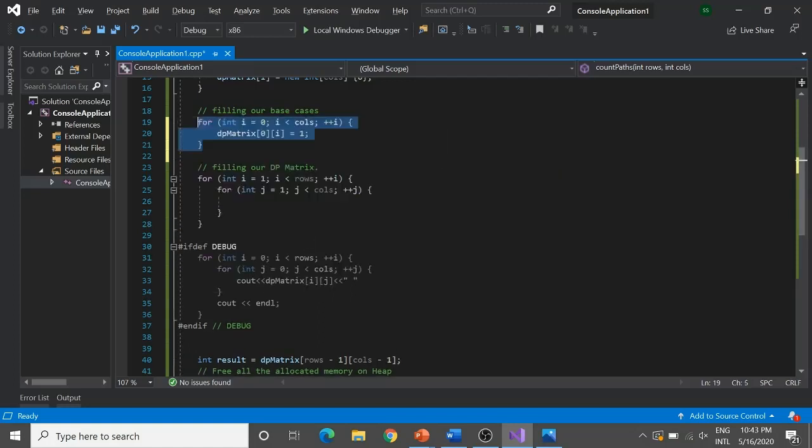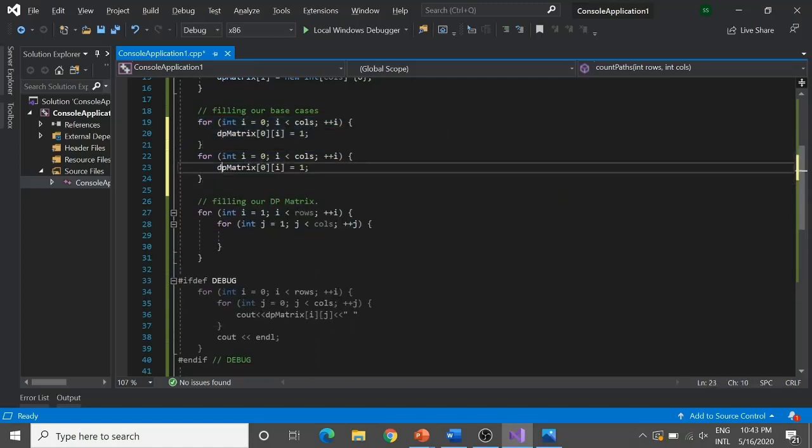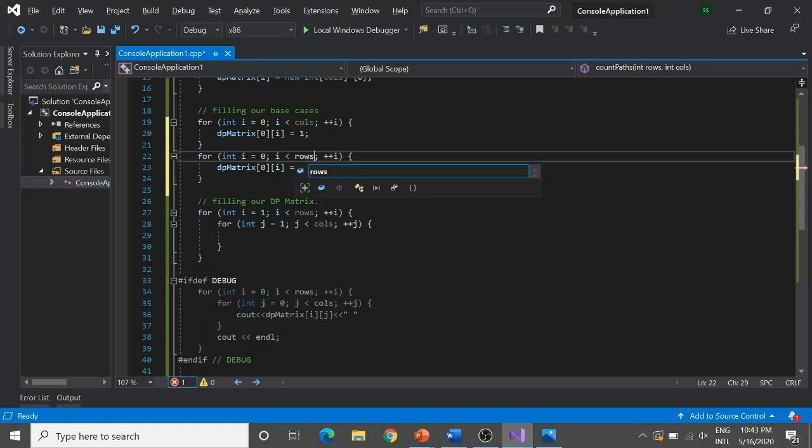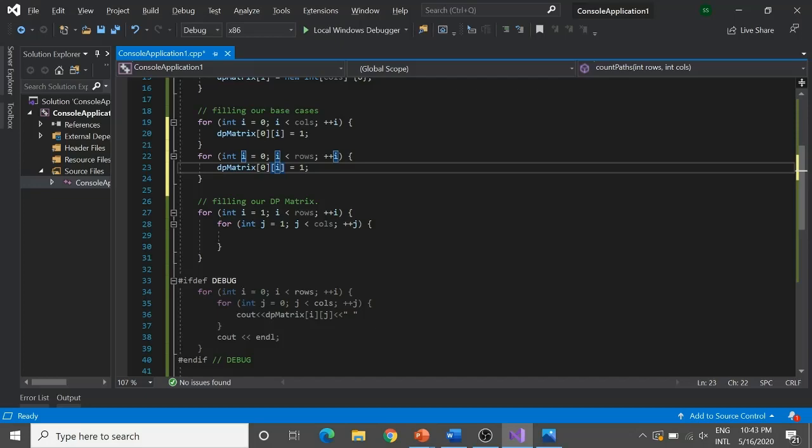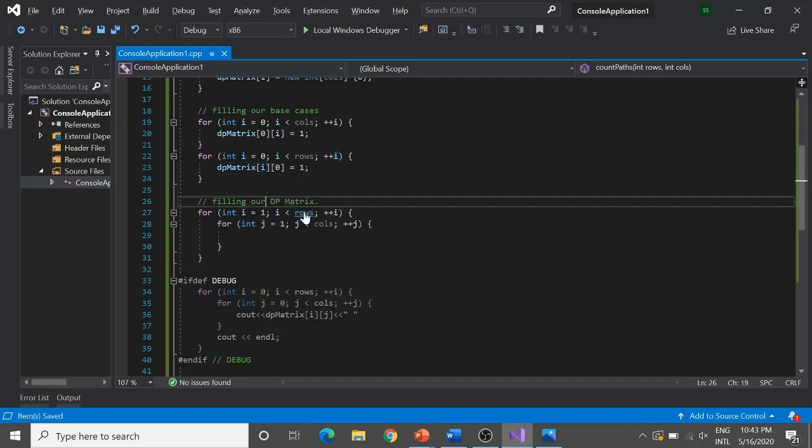The same way I would be doing it for the first column as well. What does the first column say? That the total number of paths to reach the subproblems present in the first column is also 1, because I can only reach them through the node which is present above them, since there is nothing to their left. So we would be doing the same thing for this as well. So we are done with our base cases.